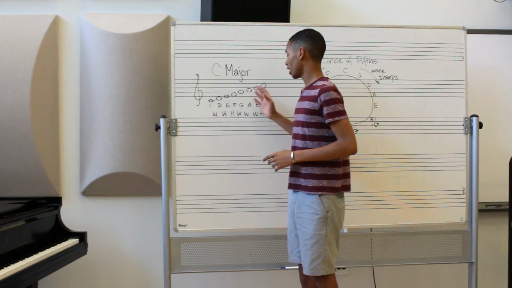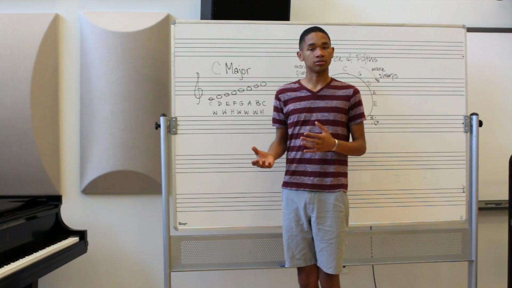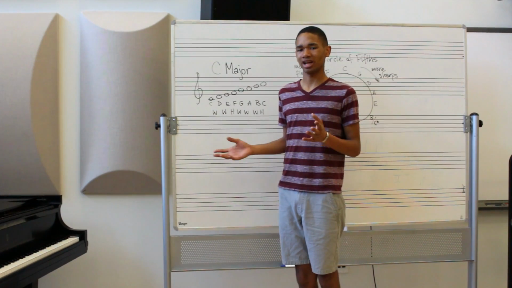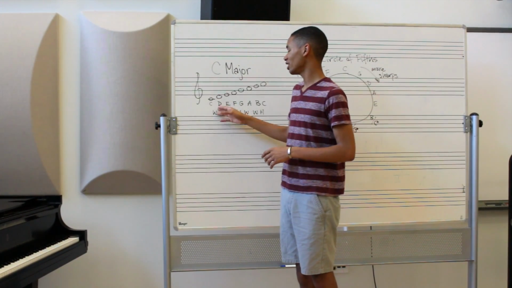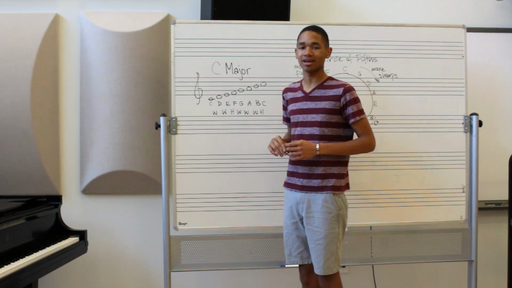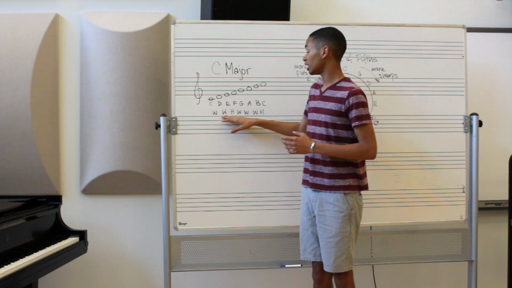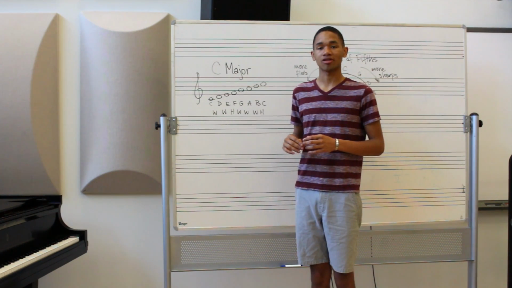You start on C and go to the next C. And because the notes are named after the letters of the alphabet in alphabetical order, it's very simple to follow. You have C, D, E, F, G, back to A, B, and then C. The way that the major scale works is by the intervals between the notes.